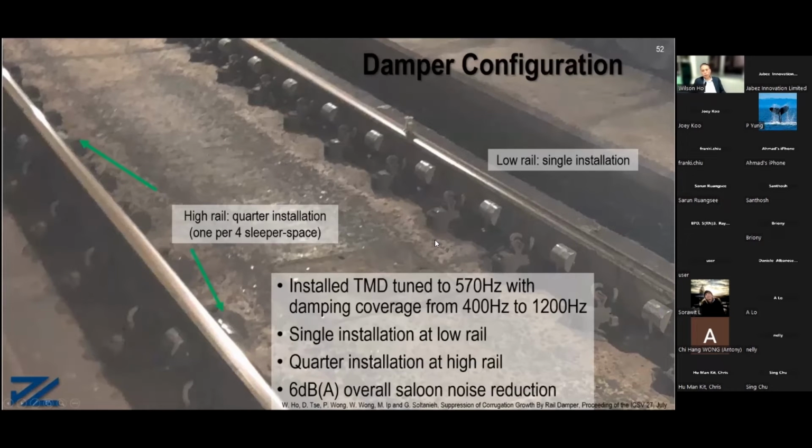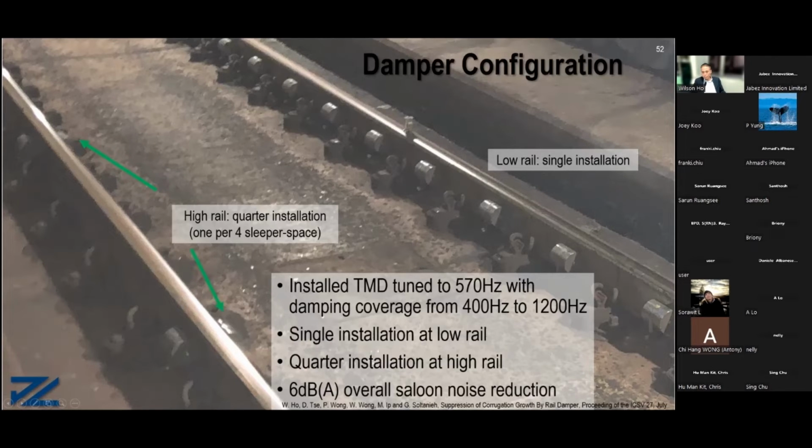Okay, the damper installation. At this site, the target is to reduce the noise level by 4 dB. So we are sure that we don't need a full installation of the damper. At the high rail, we only install 1 damper every 4 spaces, because we found that most of the noise is coming from the low rail. At the low rail, we install the damper.